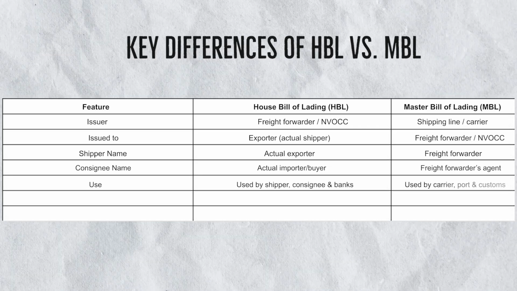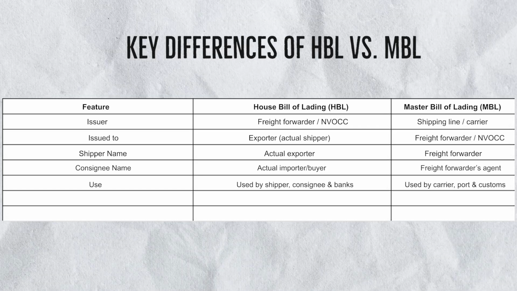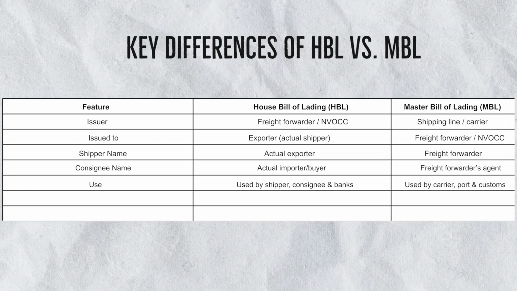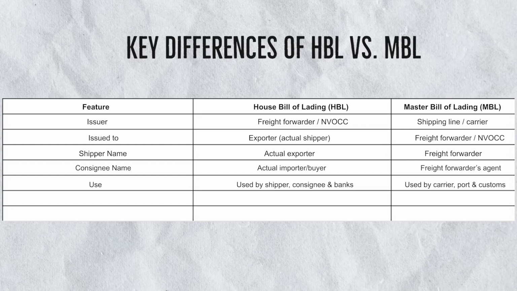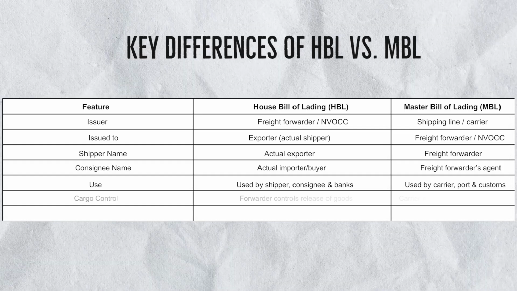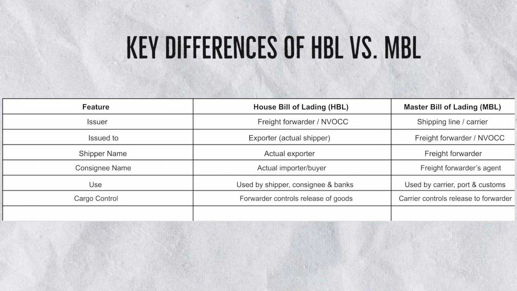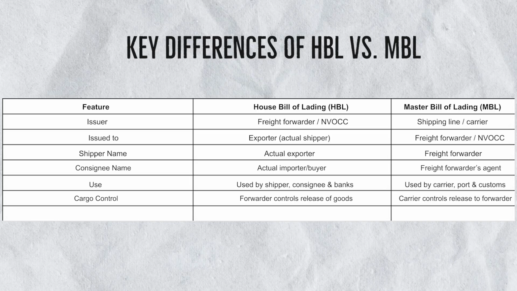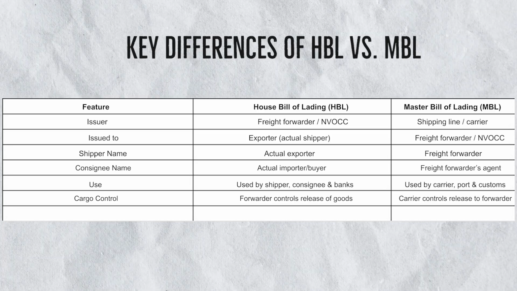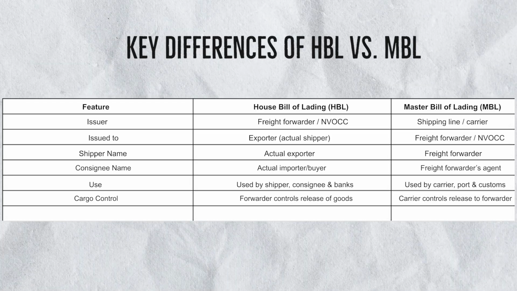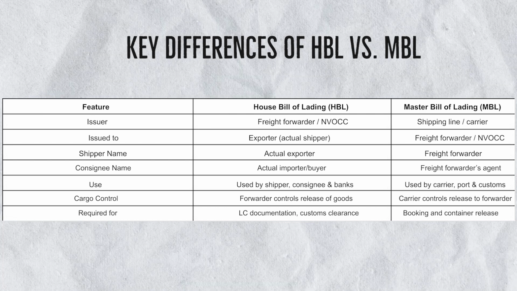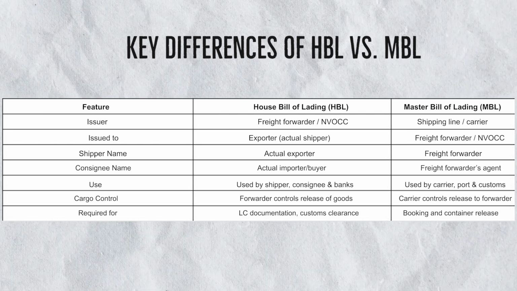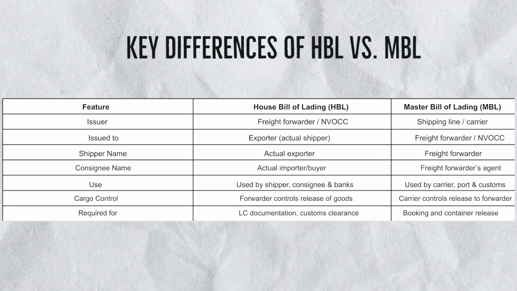Fifth point, use. In the HBL, used by the shipper or consignee or banks, and in the MBL, used by carrier, ports and customs. Sixth point is cargo control. In the HBL, forwarder controls release of goods. In the MBL, carrier controls release to forwarder. And the last is required for. In the HBL, LC documentation, customs clearance, and in the MBL, booking and container release.